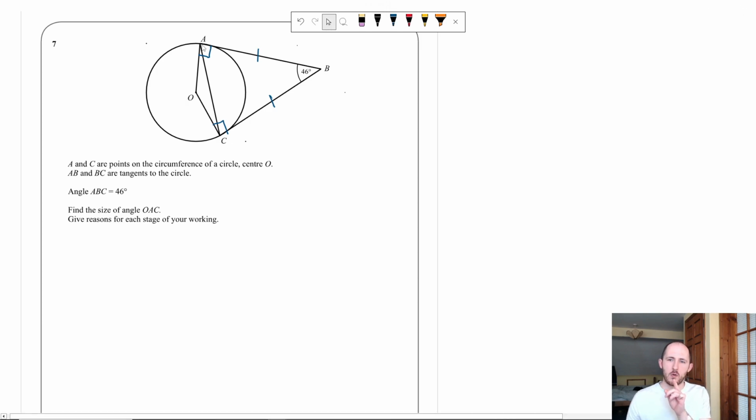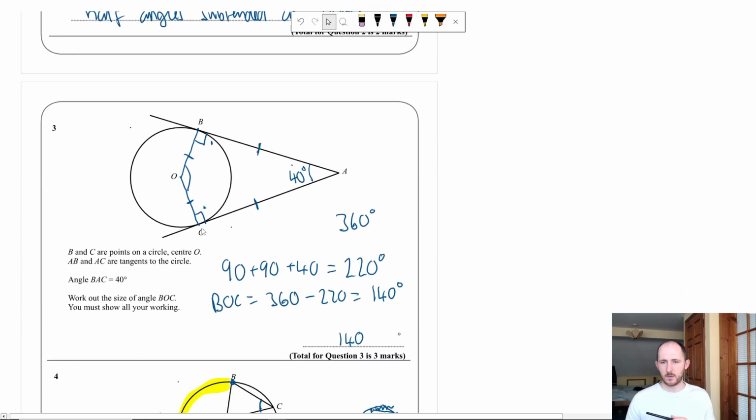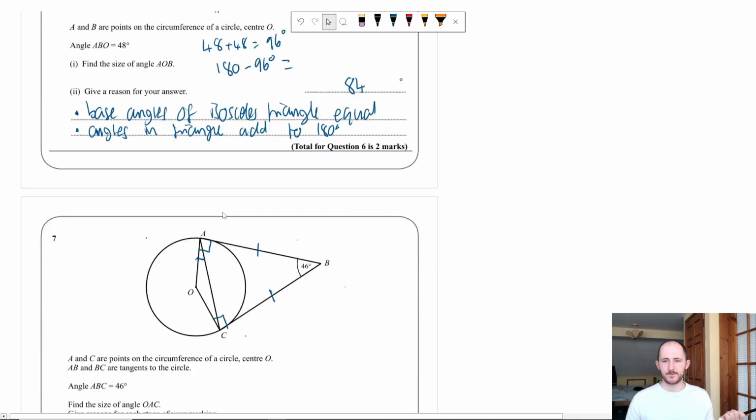So I'm not looking at OAC. I'm looking at OAB, right? The whole angle, not the small one. And what am I trying to work out? OAC. Okay, cool. So I'm trying to work out this tiny piece of this one here. So let me think about what I want to do. Well, here's what I think. If I were to remove this line here, right? Imagine it didn't exist. That looks exactly like a question we did before, right? It looks exactly like this question, right? If I add the line here, then we suddenly have the same question.